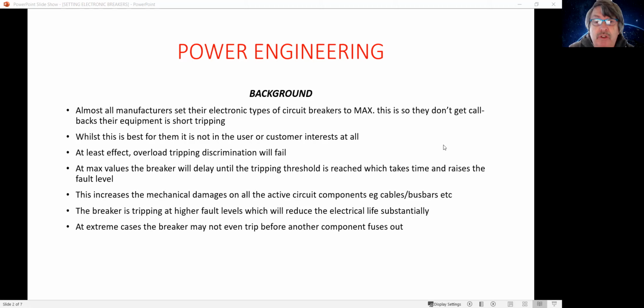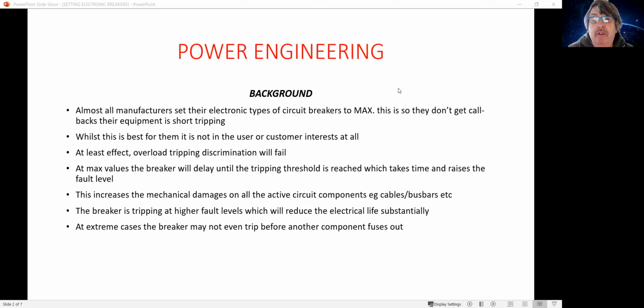If you did not set them according to the actual site conditions, you could have a short circuit which continued for an excess time and waited until the fault level was far higher than what it initially could have tripped at, and that would damage things like cables and busbars. There are mechanical and electrical stresses on components during short circuits, and if you let these go to the maximum all the time, the life of the circuit breaker will be reduced quite substantially. And of course, the damage factors are always bigger.